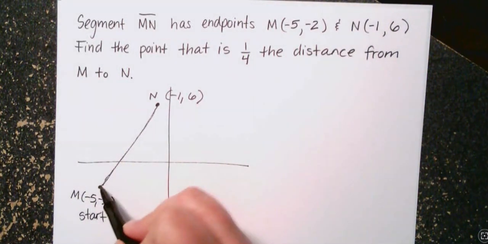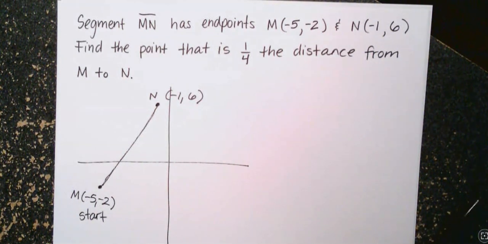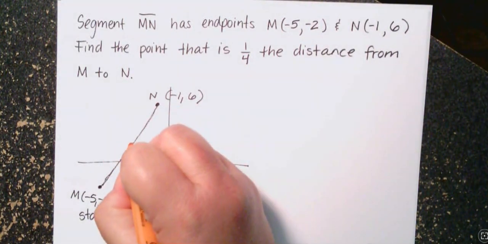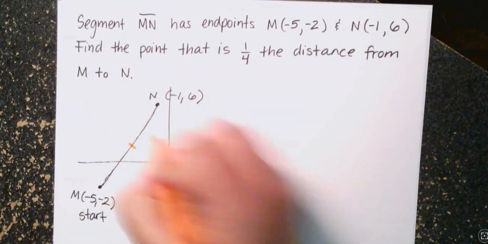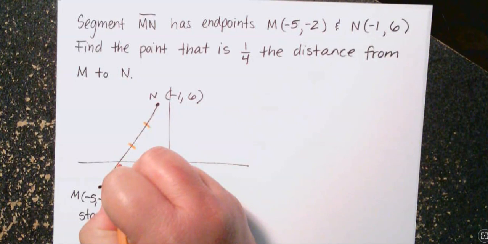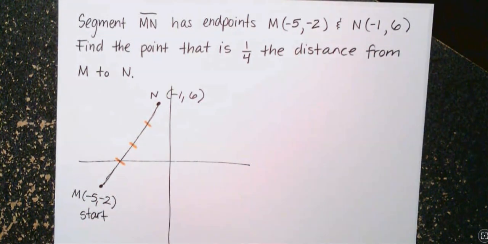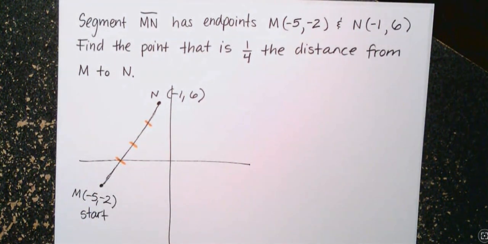So 1/4 of the way implies that I'm taking this segment, MN, and thinking of it as being divided into 4 pieces. So let's divide it in the middle, and then once on each side of that. I don't know that it's going to be right at the x-axis, so that's kind of a tentative mark. We'll see, because again, this is a loose sketch.